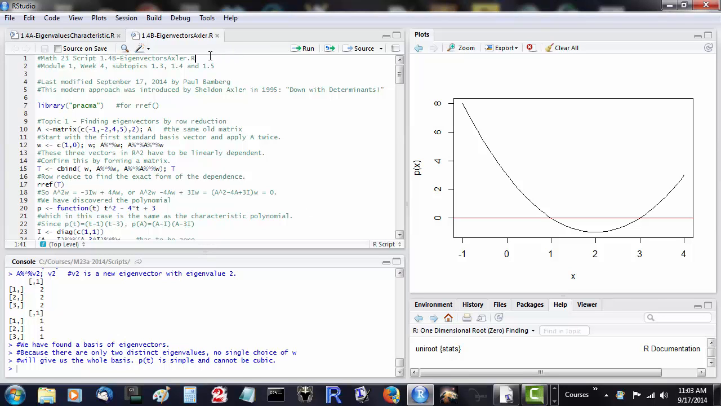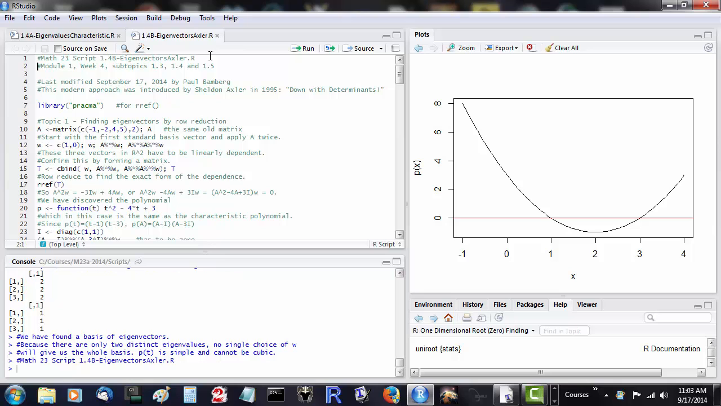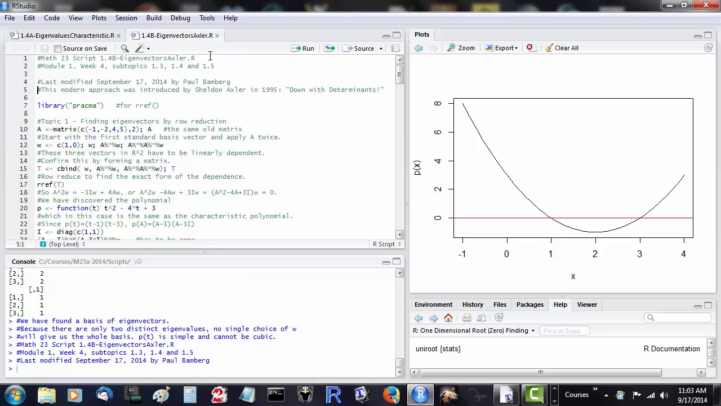It's Paul, now ready to tell you the modern way of finding eigenvectors and eigenvalues. You really ought to look through sections 1 through 3, 1.4 and 1.5 of the executive summary before starting out on this.